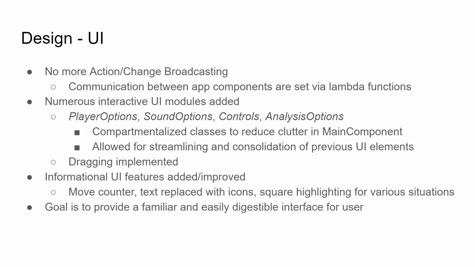We were quite excited when this came together. In terms of informational UI features, we were able to get a move counter working, text replaced with icons, and implemented square highlighting. So square highlighting is like showing possible moves for selected pieces, showing when your king is in check, stuff like that. Overall, the goal was to provide a familiar and easily digestible interface for the user, give the user a clear visual understanding of the tools they have and how to use them properly.